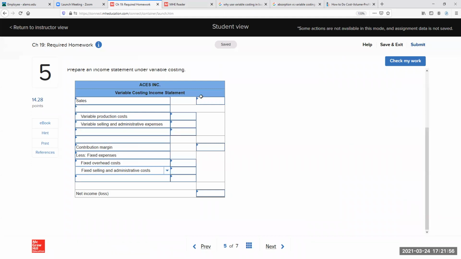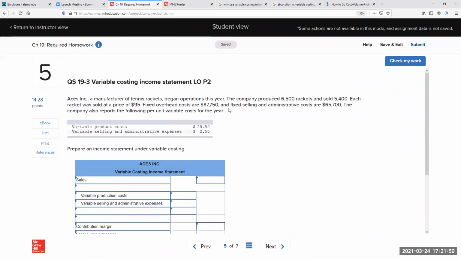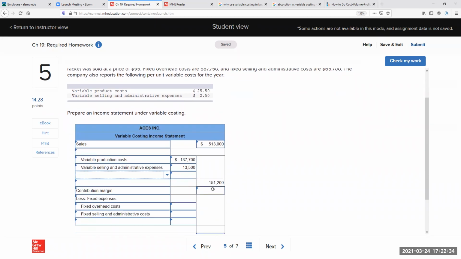So let's go back here. It looks good to me. A manufacturer of tennis rackets sold 5,400 units. How much do they sell them for? 95. So there we got 513,000. What's our variable production? We sold 5,400 times 25.5 is 137.7. And variable selling is 250 times the 5,400 you sold. So there's that.